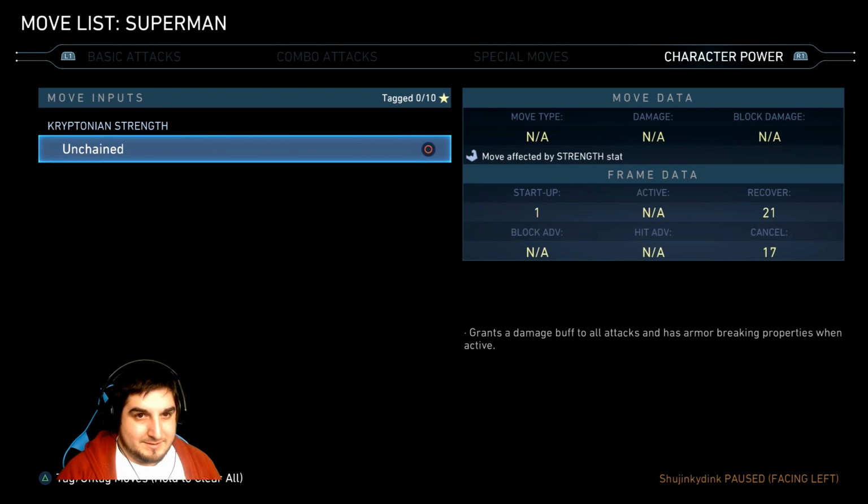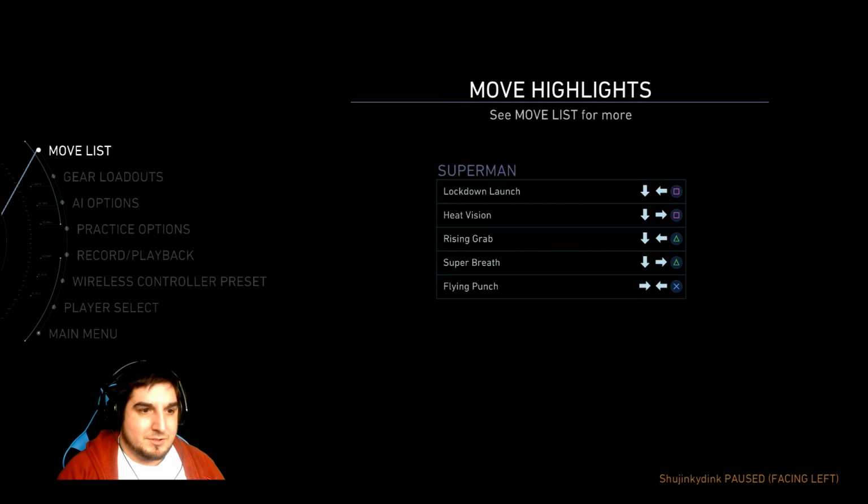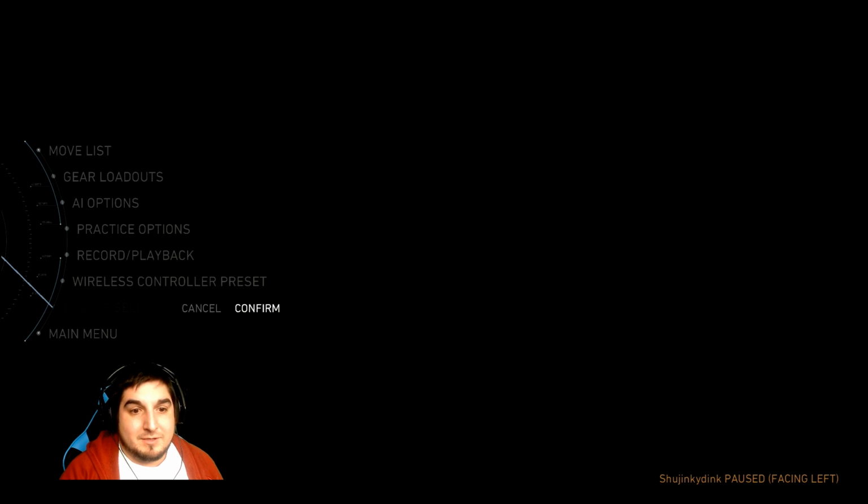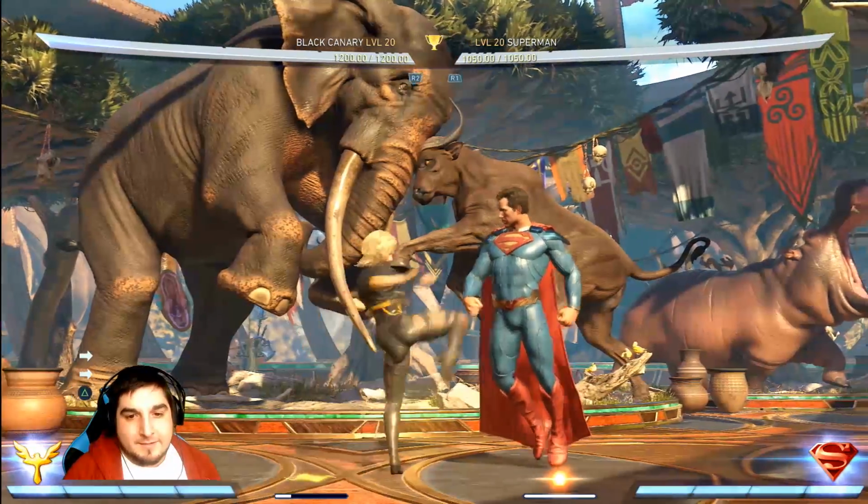Maybe there's something we're missing. Maybe with combo attacks it's different. I don't 100% know. But I want to show you another way to find gaps. So now we're looking at Canary's 2-3 string.